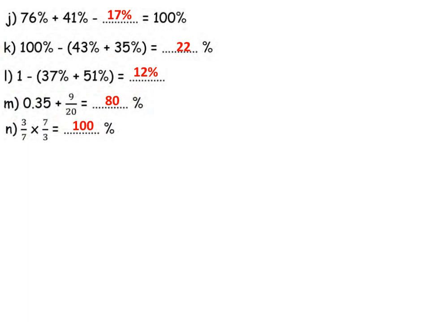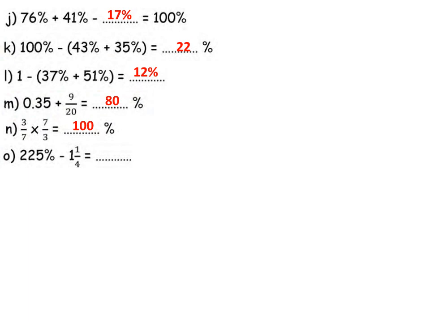Again, letter N, 3 over 7 times 7 over 3. Another solution: we can reduce 3 with 3, which gives 1, and 7 with 7, which gives 1. So 1 multiplied by 1 equals 1, and 1 equals 100%.